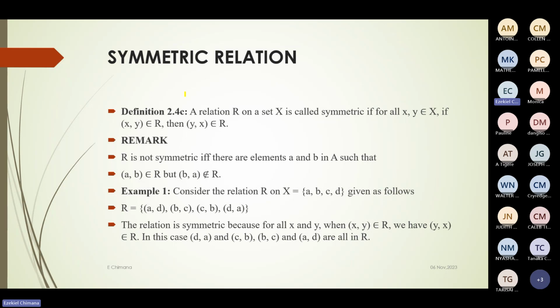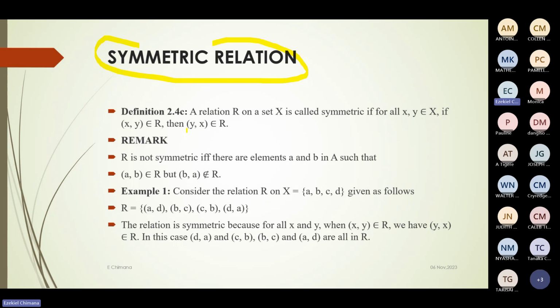Now let's talk of symmetric relations. A relation R on a set X is called symmetric if for all x, y that are elements of X, if (x, y) is an element of R, then (y, x) is an element of R. You are just saying whenever you have an (x, y), you must also have a (y, x) for it to be a symmetric relation.